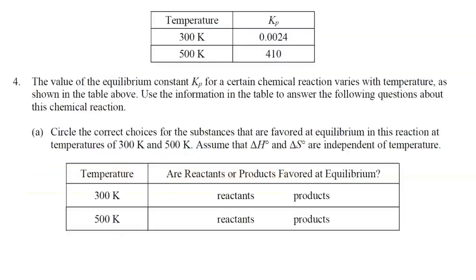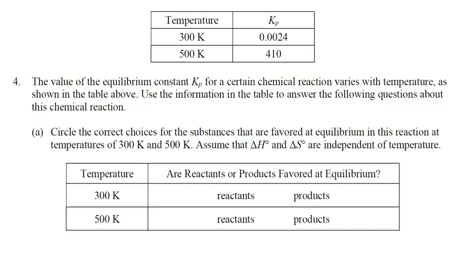Now let's take a look at question 4. In question 4, it says the value of the equilibrium constant, Kp, for a certain chemical reaction varies with temperature as shown in the table above. Use the information in the table to answer the following questions about this chemical reaction. Part A, circle the correct choices for the substances that are favored at equilibrium in this reaction at temperatures of 300 Kelvin and 500 Kelvin. Assume that delta H and delta S are independent of temperature.